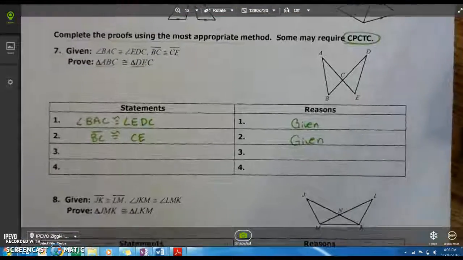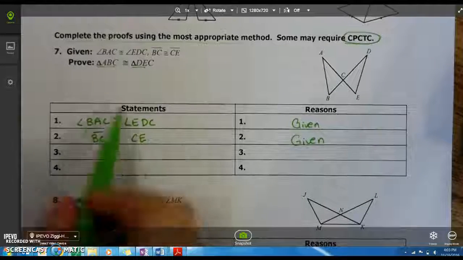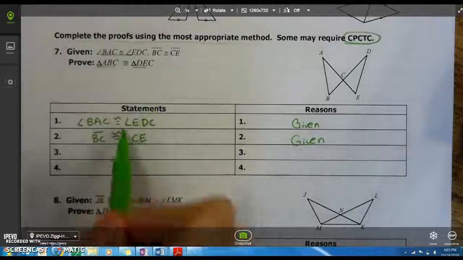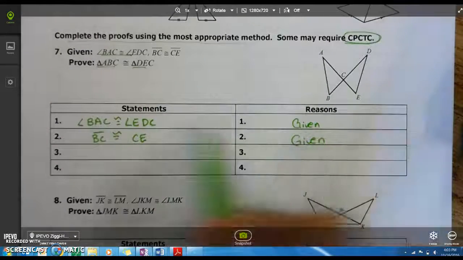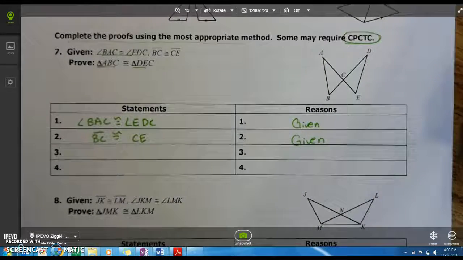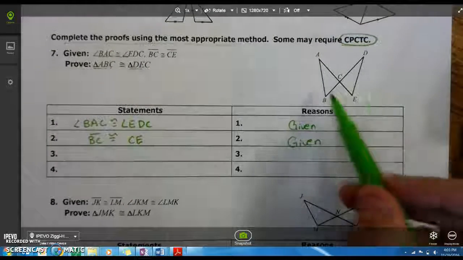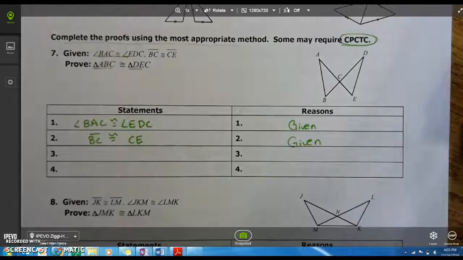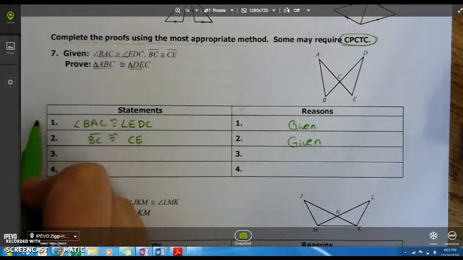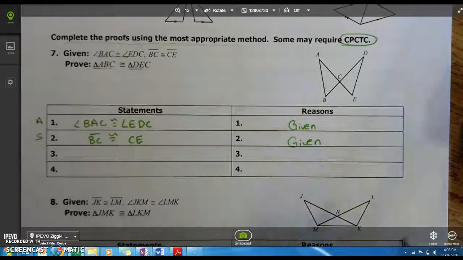I went ahead and filled in all the givens just to save time, because you should know how to do that, right? This is given, I rewrote it. This is given, I rewrote it. And wrote my reason as given. So now I need to look at my triangle and see what I've got. Well, I've got an angle and a side.